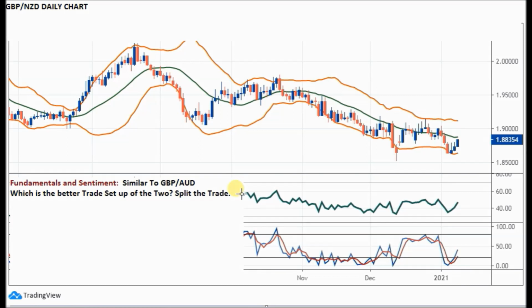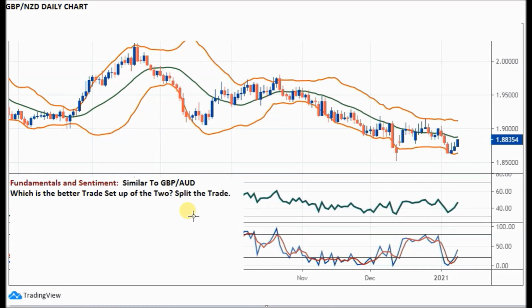Now in terms of I'm doing 2 trade setups, which is the better setup of the 2. I can't actually decide which is going to move the quickest or the best. I've got a feeling it could be the GBP going up on the NZD, but I can't decide, so I'm going to basically split the risk. Okay, it's a split trade, so treat it as the same trade and do half GBPNZD, half GBPAUD.